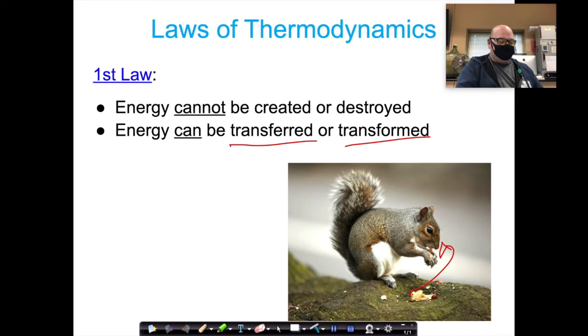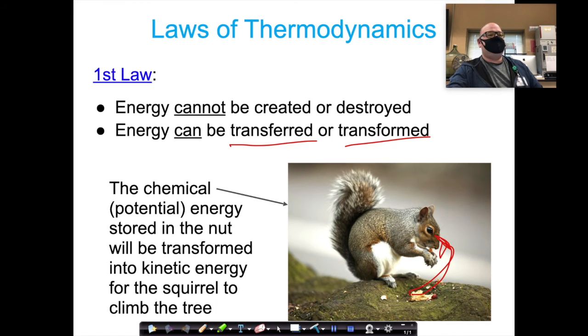So this guy's transferring the energy inside of that food with his metabolism. All right. So that's basically what I outlined for you there at the bottom. Potential chemical energy stored in the food, transferred into kinetic energy, like when the squirrel climbs a tree or something.